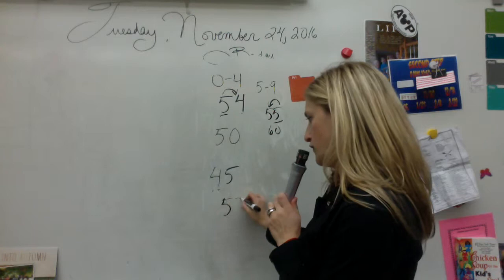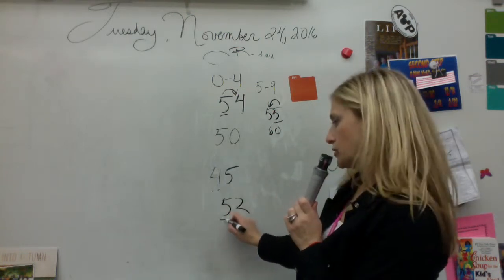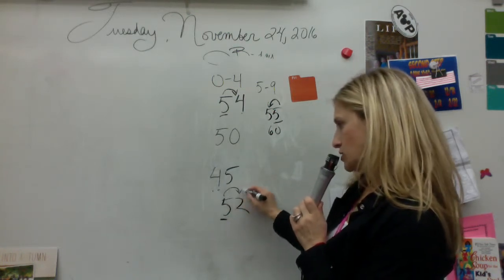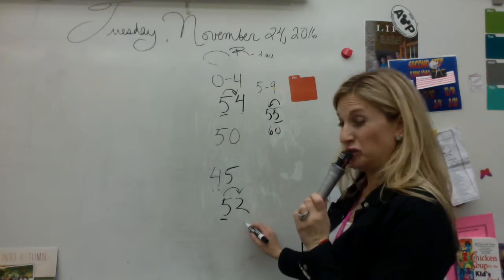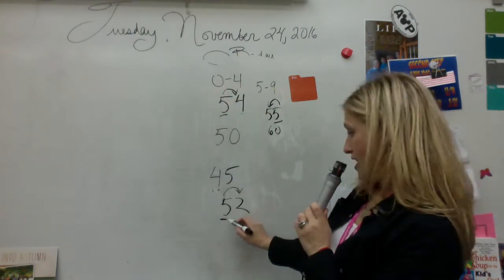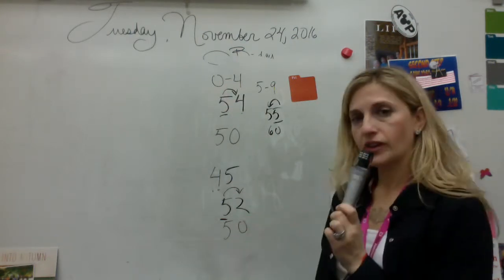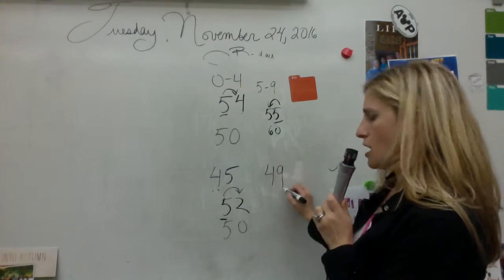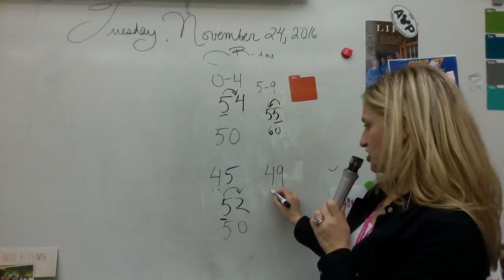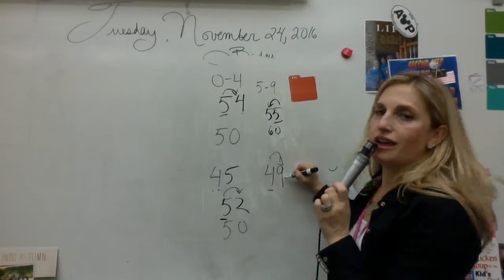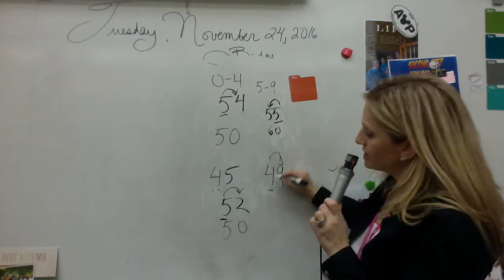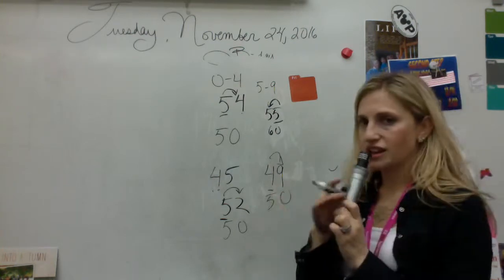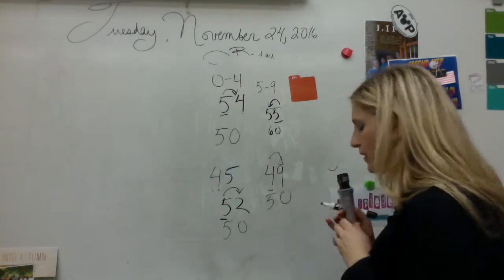Like, what if it were 52? I underline the digit in the tens. I look to the right. That's 2. That falls between 0 and 4, so that would remain the same, okay? Or 49. I underline the digit in the tens. I look to the right. This 9 makes the 4 become a 5, and everything else becomes 0. That's how that works. Okay.